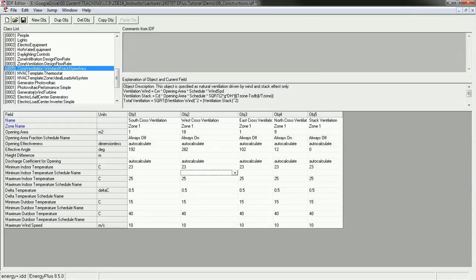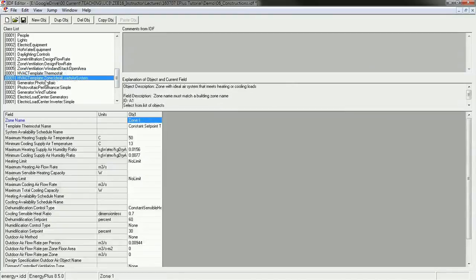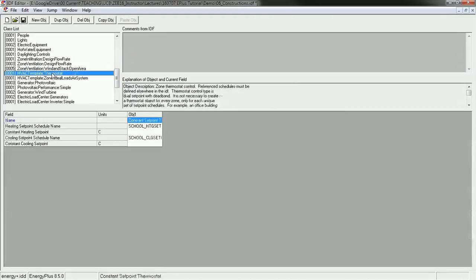So let's take a look at the HVAC systems. You'll see that underneath ventilation there's two objects, HVAC template thermostat and HVAC template zone ideal loads air system. The thermostat is extremely simple. It's just three fields here: the name of the thermostat, the name of the schedule for heating, and the name of the schedule for cooling.